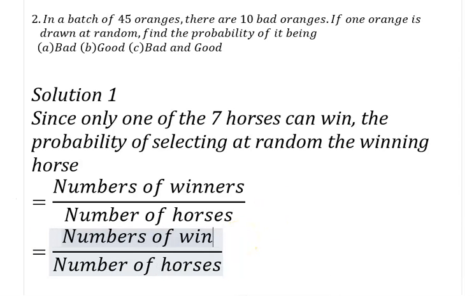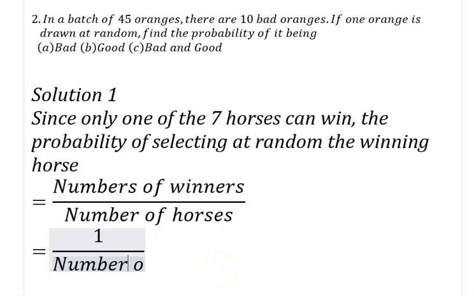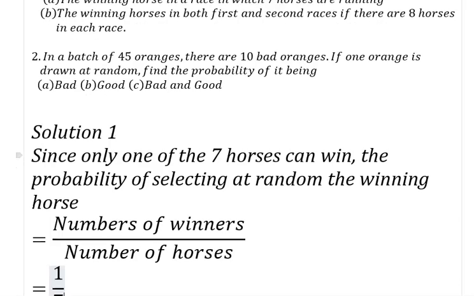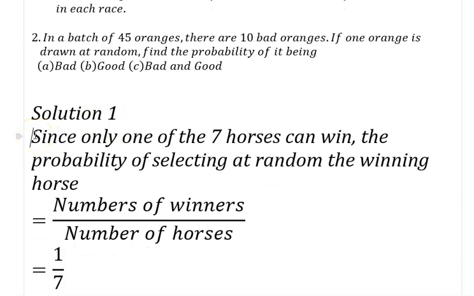So with this, how many winners are we going to have? Only one. And how many horses do we have? The question has stated clearly for us that we have how many horses? 7 horses. So the question is asking us to calculate the probability of selecting at random the winning horse in a race in which 7 horses are running. Since 7 horses are running, that's the total number of horses, and it's only one horse that will win. So we have 1/7. That's for A.